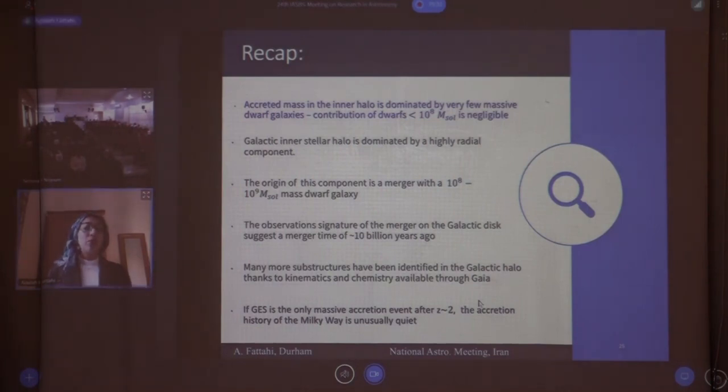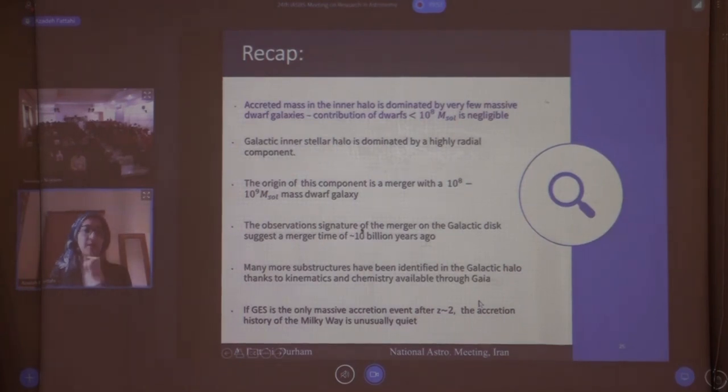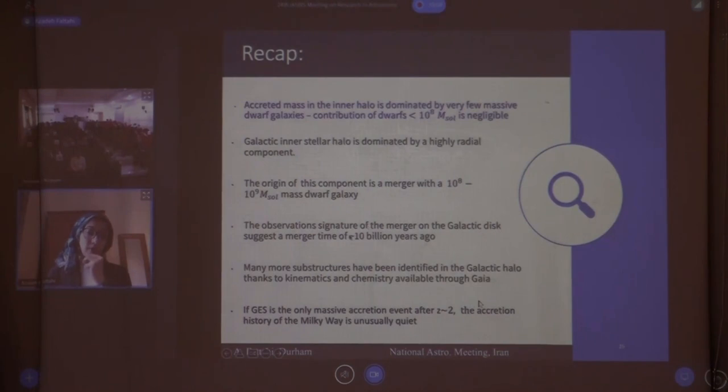When we go to observations, we see that the stellar halo is dominated by a highly radial component, that's the GSE. We think its origin is a massive dwarf galaxy that merged with the Milky Way about 10 billion years ago. There is some observational evidence, apart from what we saw in the simulations, that it merged about 10 billion years ago. And of course, we have uncovered many more substructures in the Milky Way.